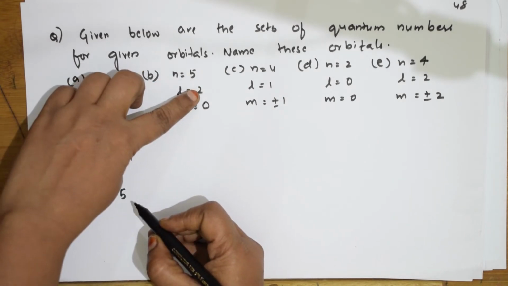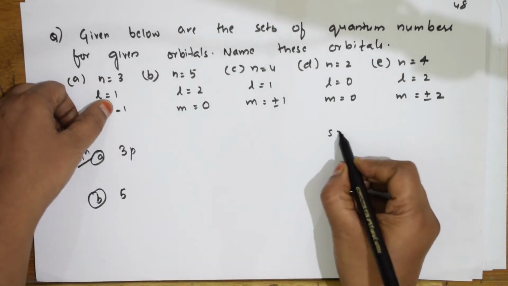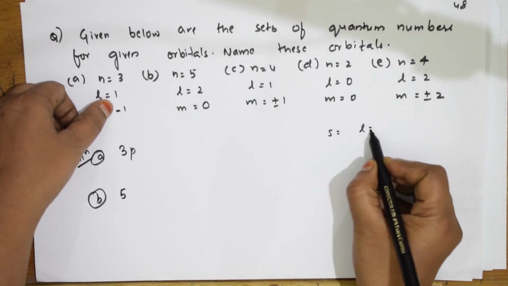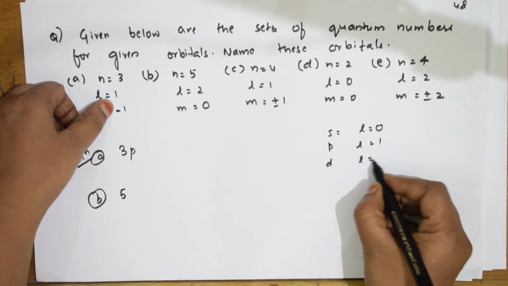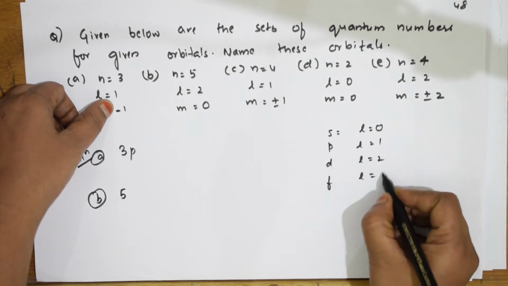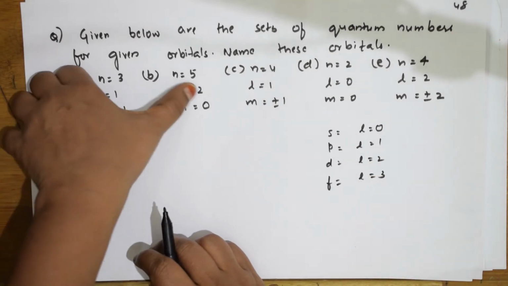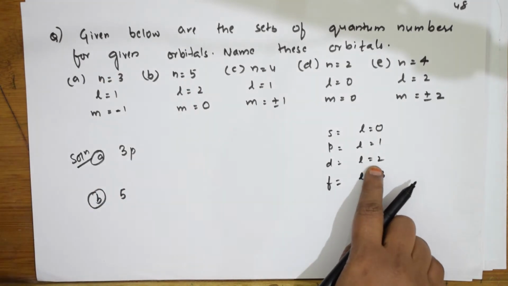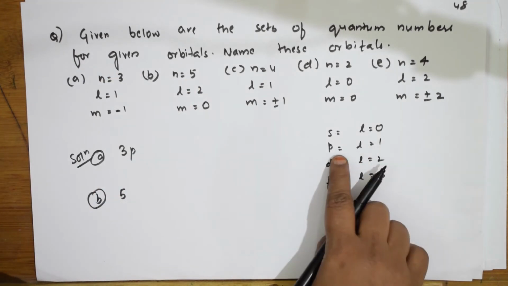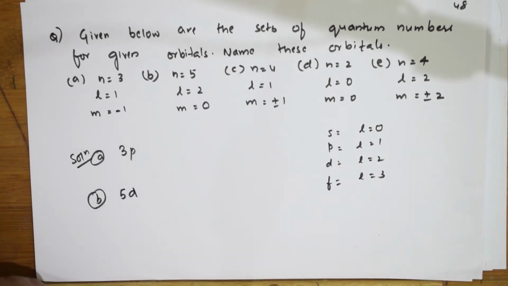As I said, if it is an s orbital, the l value is always 0. If it is p, l is always 1. If it is d, l is always 2. If it is f, l is always 3. Remember this, right? So here, what do they give me? They said the l value is 2. Fine. So if the l value is 1, it is p. If the l value is 2, it is d. So what is this? 5d. And next, important, 5d you need to remember.